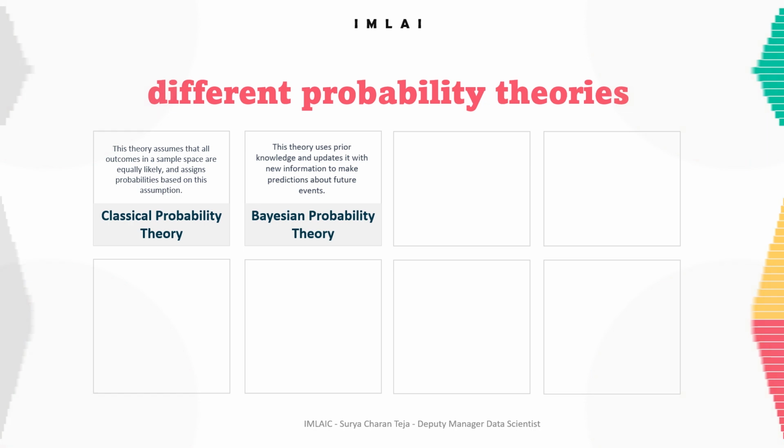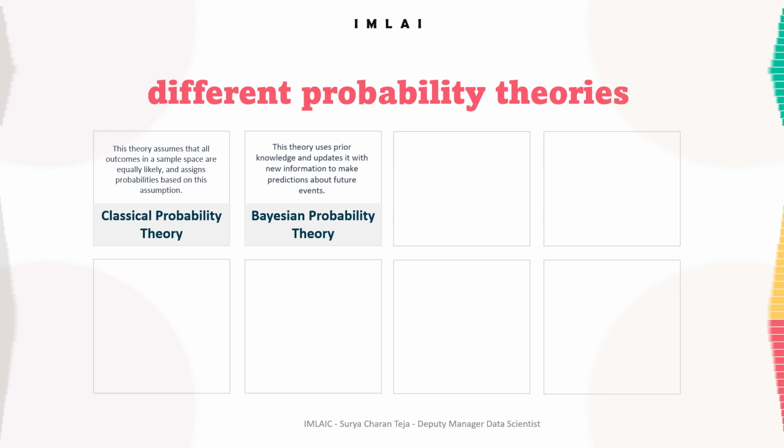Whereas classical probability theory assumes that all outcomes in a sample space are equally likely and assigns probabilities based on this assumption. That's the main difference between classical probability theory and Bayesian probability theory. And Bayesian probability theory is mainly used to predict the outcome of an election based on past voting patterns and demographic data, and updating the prediction as new polls are conducted or election results are announced.